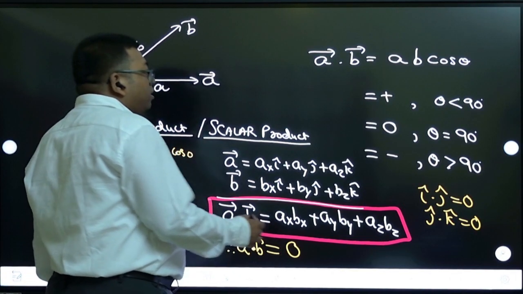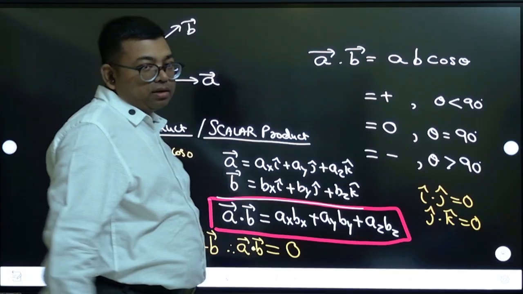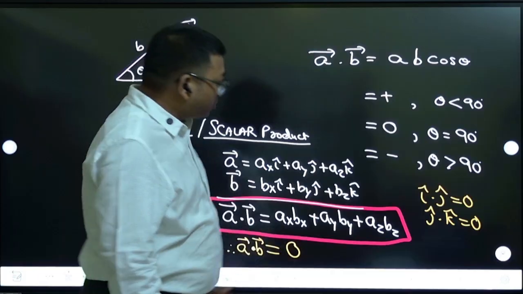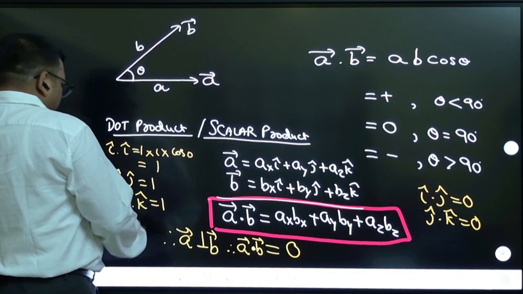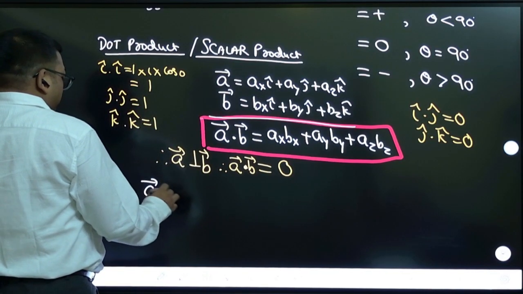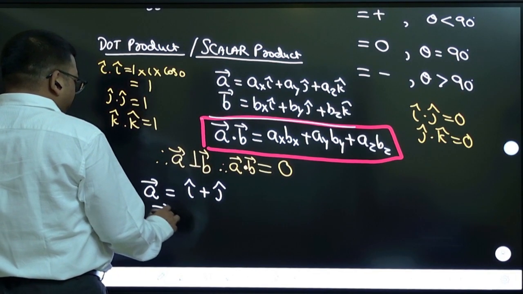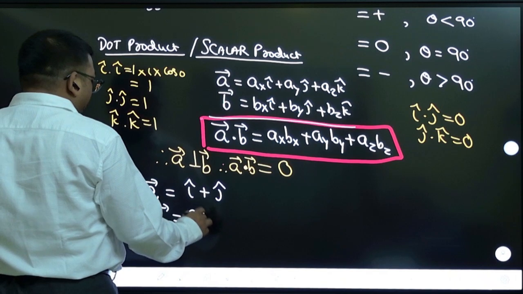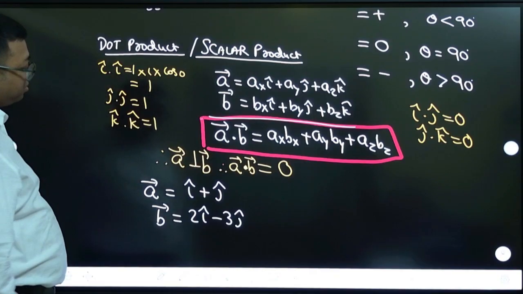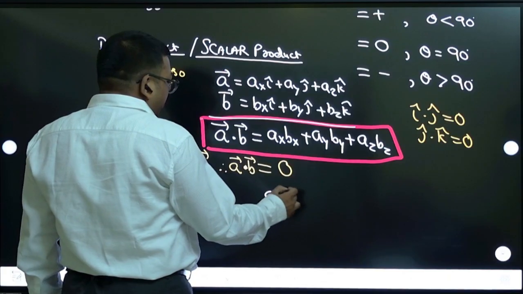But even if it is not perpendicular, we can still find the angle because you know the magnitudes. Take an example: suppose a vector is given as i cap plus j cap, and another vector is given as 2 i cap minus 3 j cap. Find the angle. So we know what A is. A is the magnitude of this.